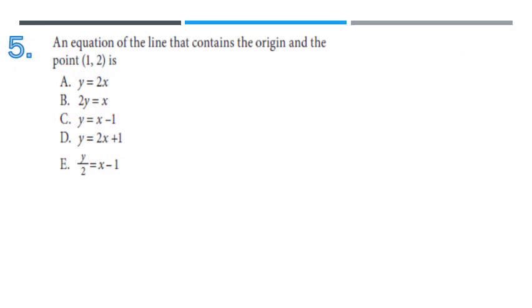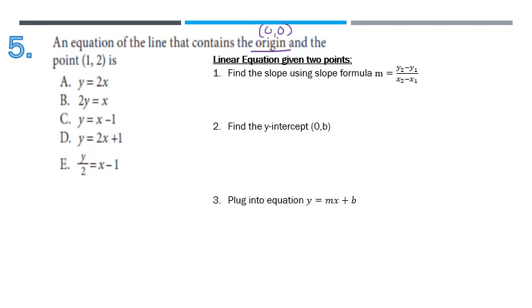All right, here we have an equation of a line that contains the origin and the point 1, 2. The fact that you're at the origin makes this so much easier. You're at 0, 0. And when working with zeros mathematically, oh my gosh, it tends to make things a lot easier. So an equation of a line that contains the origin and the point 1, 2 is, remembering this, linear equation given 2 points, your first thing that you're going to do is find the slope using the slope formula.